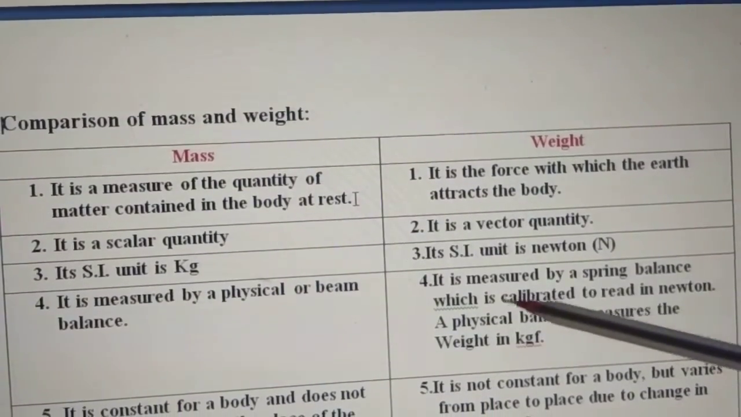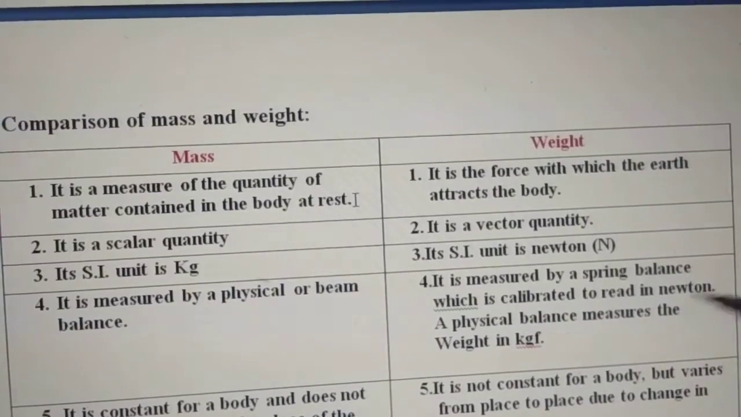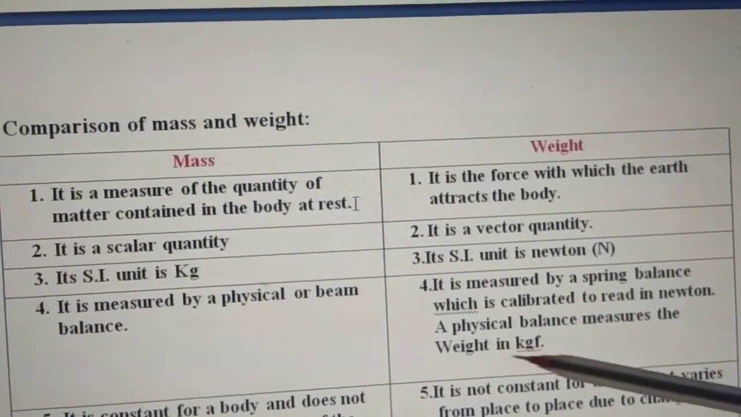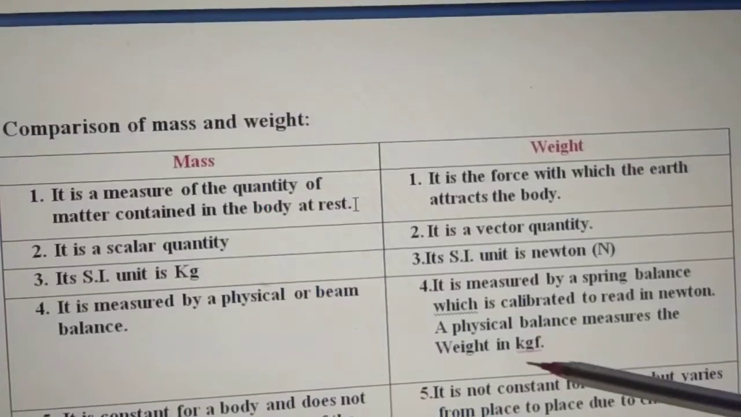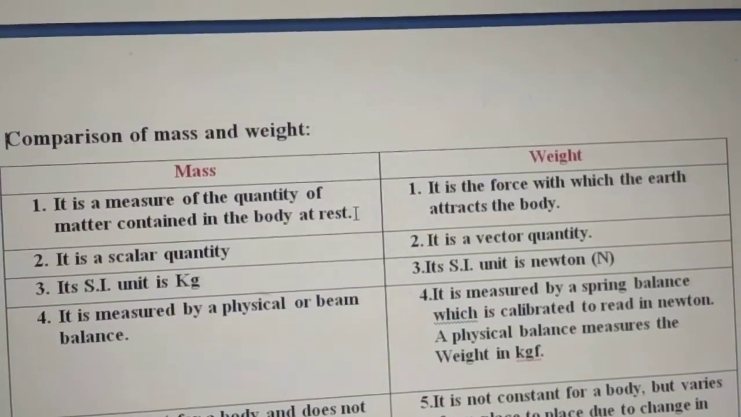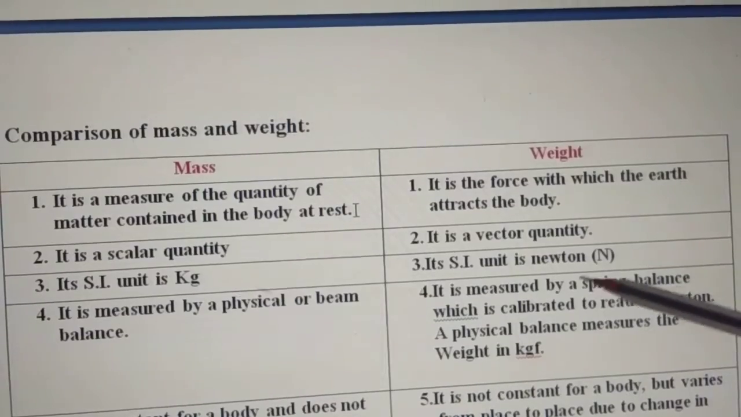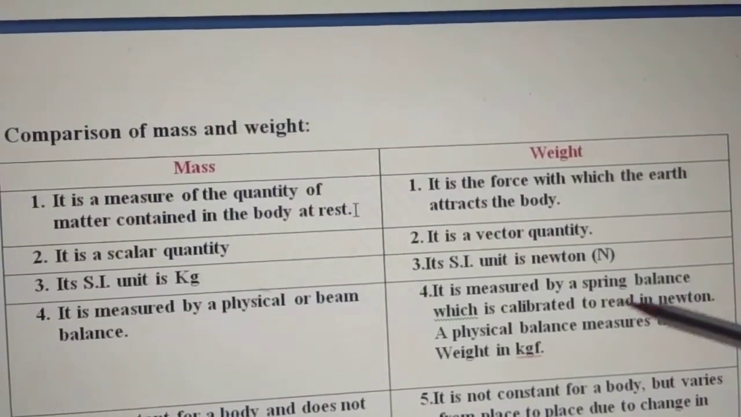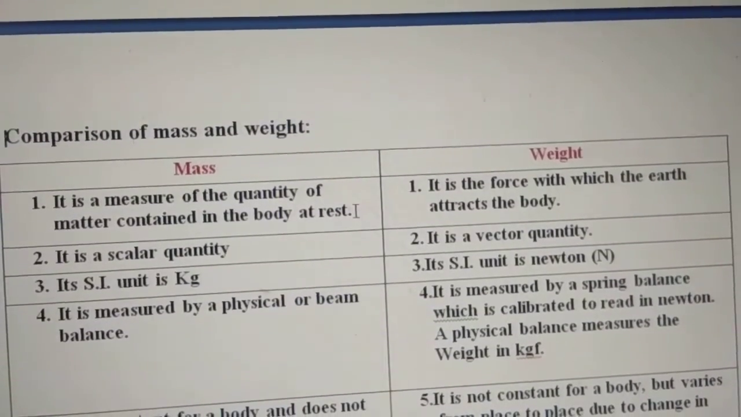But the weight of the body is always measured with a spring balance, calibrated to read in Newton. A physical balance measures the weight in kgf, that is kilogram force. It is always measured using a device called a spring balance.